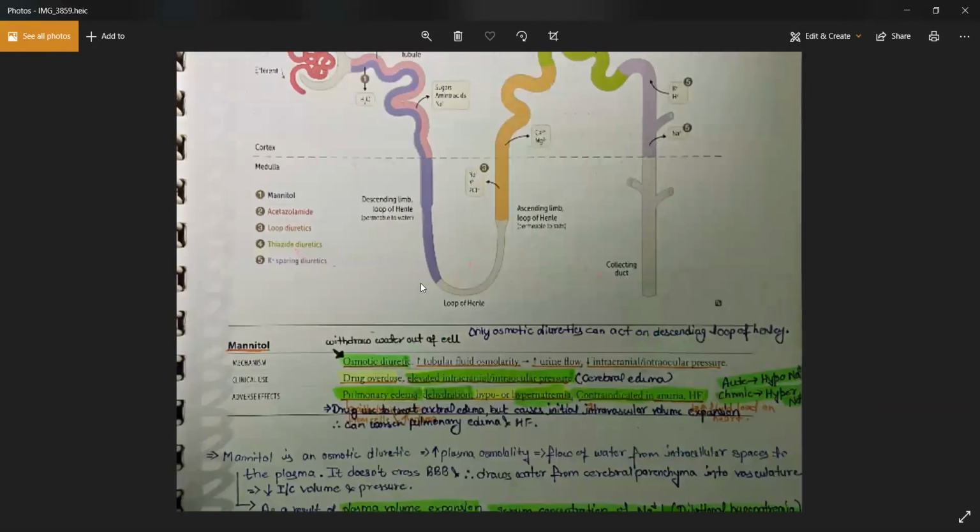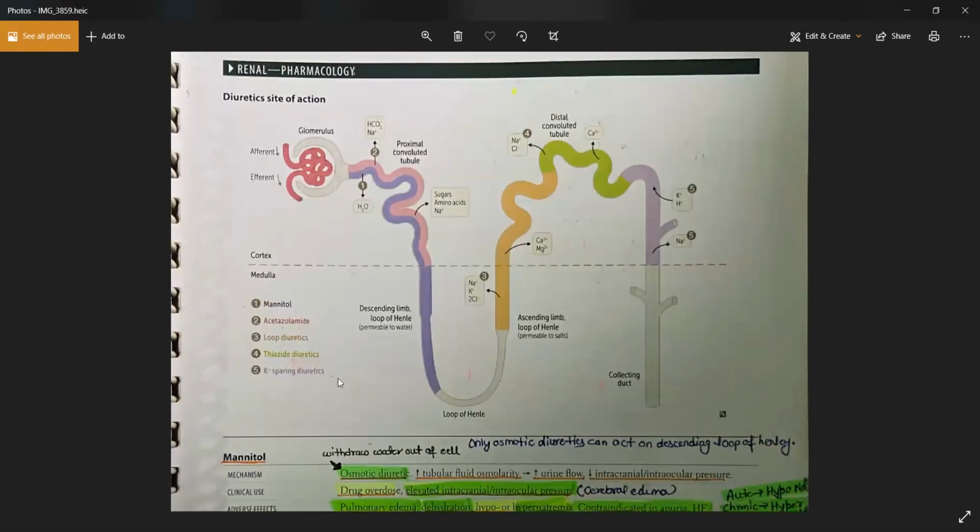Let's discuss pharmacology now. All the drugs that we're going to study now are listed here. Okay, they all act on a different part of my nephrons. The drugs which act on the PCT, the first one is mannitol. The function of mannitol is to increase the osmolality and cause the excretion of the water, right?